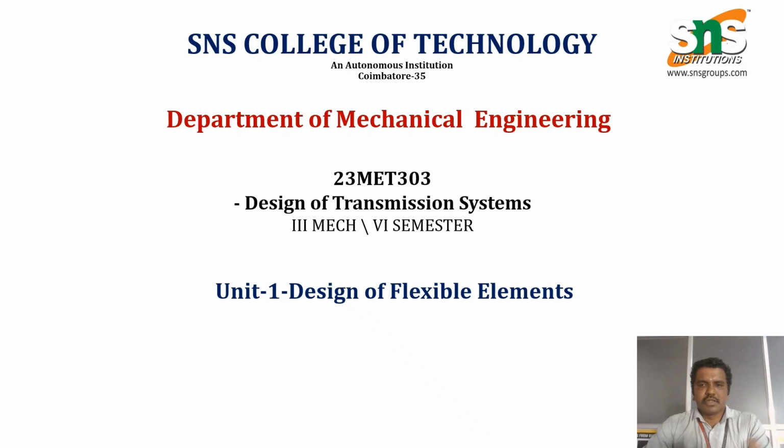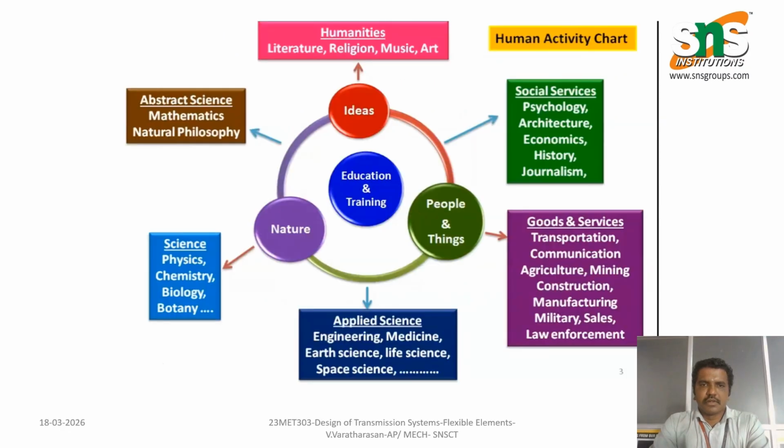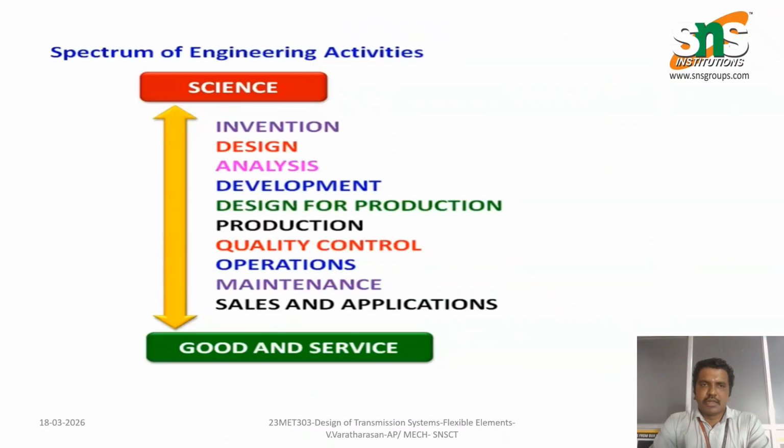We have seen in our previous video a discussion about the design of transmission systems and the first unit, design of flexible elements. We will quickly revise the portions we already covered in our previous two videos. We saw the different types of education and training activity, the human activity chart, and the engineering activities from invention to sales and application. That slide you have already seen in our previous video.